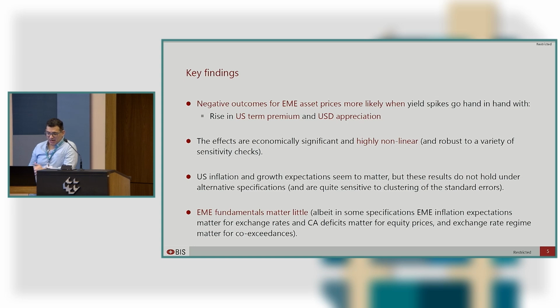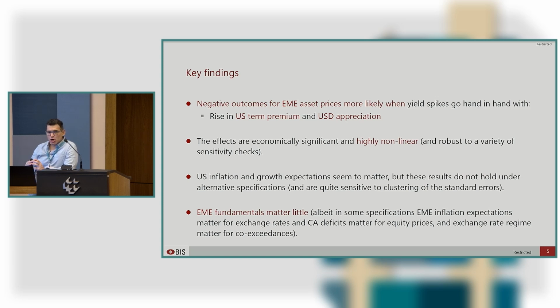The key findings of the paper are, indeed, there are negative outcomes for emerging market prices across these yield spikes, and those negative outcomes are more likely when these yield spikes go hand in hand with a rise in the US term premium and US dollar appreciation. Those are the most salient results in what we do. The effects are economically significant and highly nonlinear, and are robust to a variety of sensitivity checks that we do.